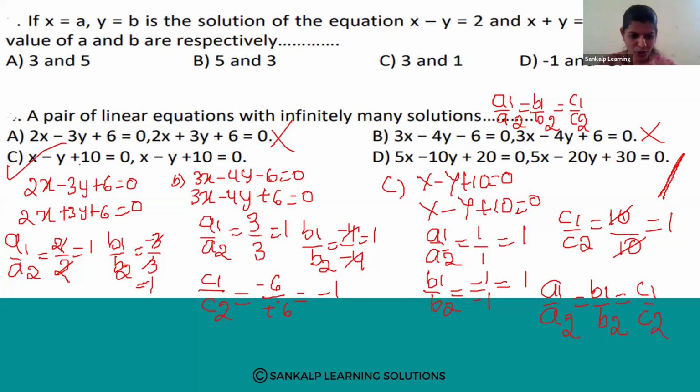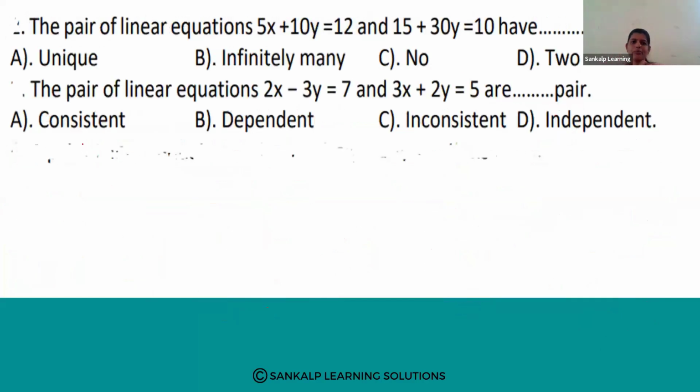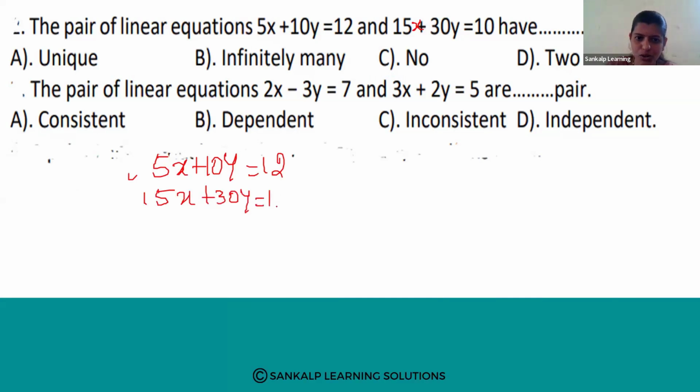Understood? Yes, got the point? Next question. The pair of linear equations 5x plus 10y is equal to 12 and 15x plus 30y is equal to 10, have unique solution or infinitely many solutions or no solutions or two solutions. Yes, how many solutions does it have?